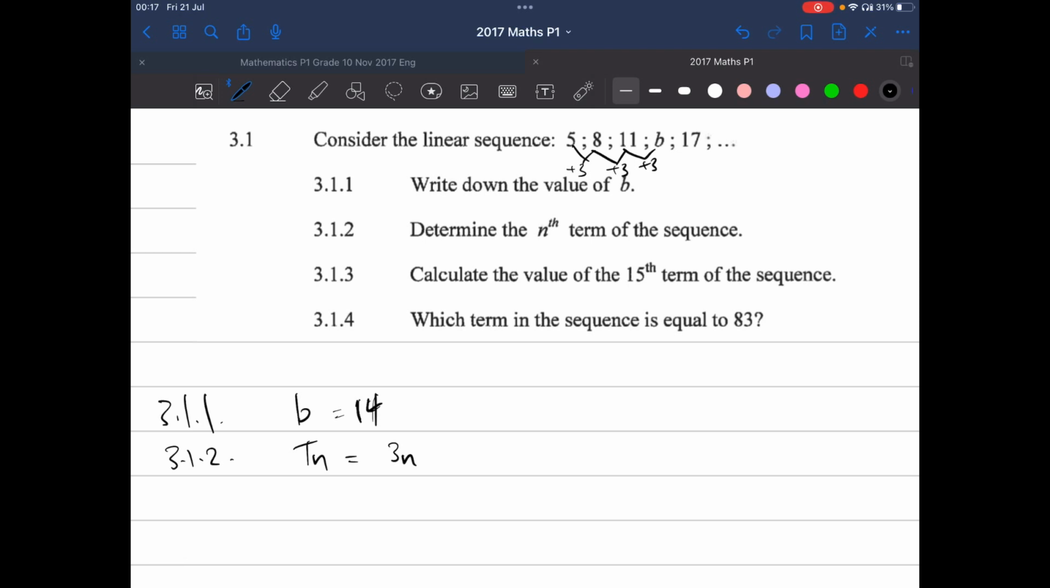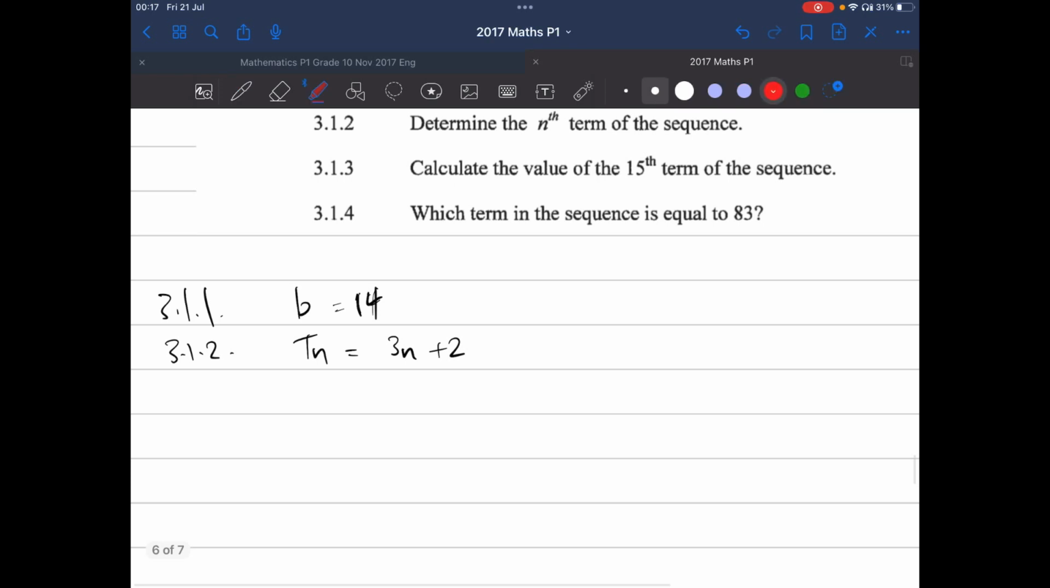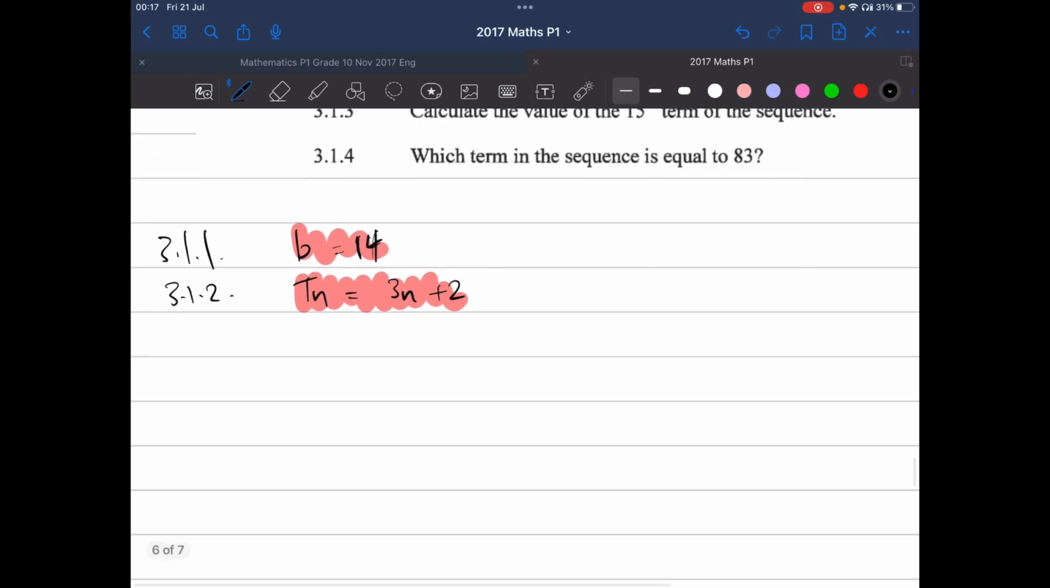Okay, so let's start with 3 times 1 is 3. So then to get to 5, we have to add 2. Okay, so let's see if this works. Let's see for the next one. 3 times 2 is 6, and then plus 2 is 8. 3 times 3 is 9, plus 2 is 11. So that means our formula is working. So this answer is correct. Okay, you should always test your answers to make sure that they are correct.